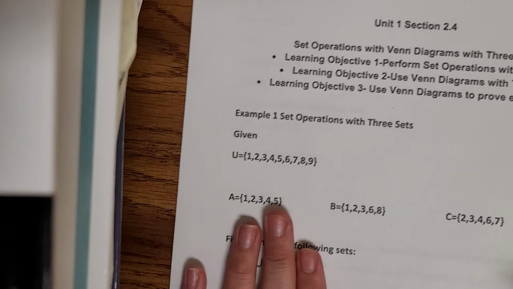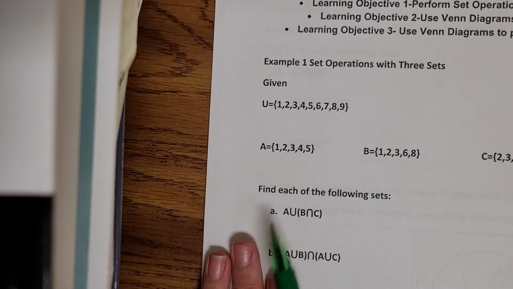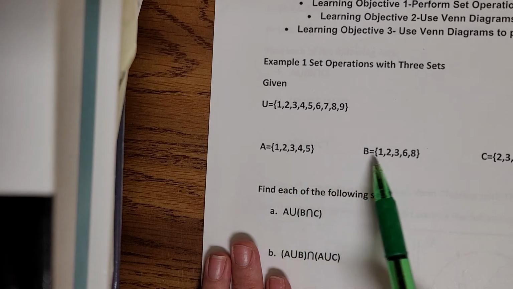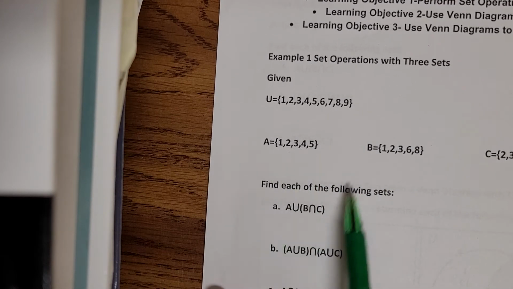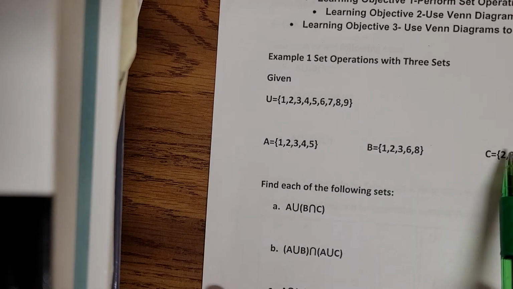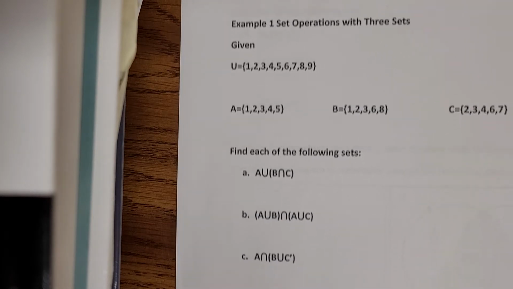So in example 1, we've got our universal set, which is 1, 2, 3, 4, 5, 6, 7, 8, and 9. And then we have these subsets here, okay? Set A includes 1, 2, 3, 4, and 5. B, 1, 2, 3, 6, and 8. C is 2, 3, 4, 6, and 7, okay? So we're going to work to find each of the following sets that they've asked us to here, okay?